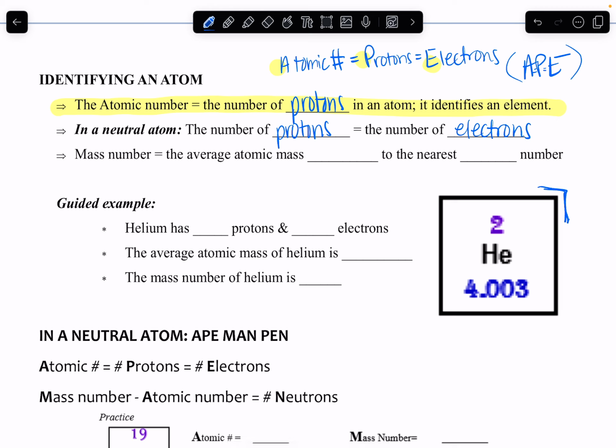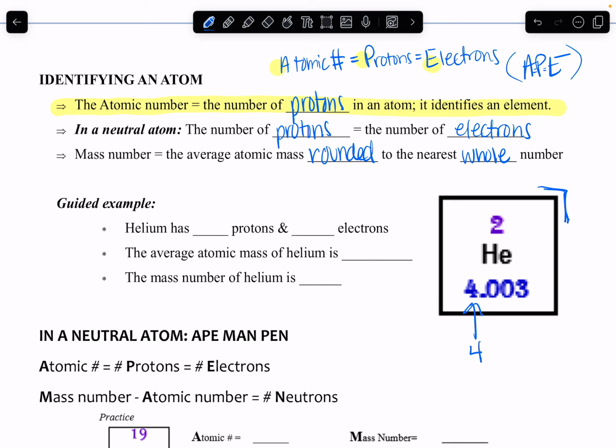Okay, your mass number is the average atomic mass rounded to the nearest whole number. So if I have an atomic mass down here of 4.003, to round it to the nearest whole number, that would be 4. So my atomic mass is 4.003. My mass number is 4.